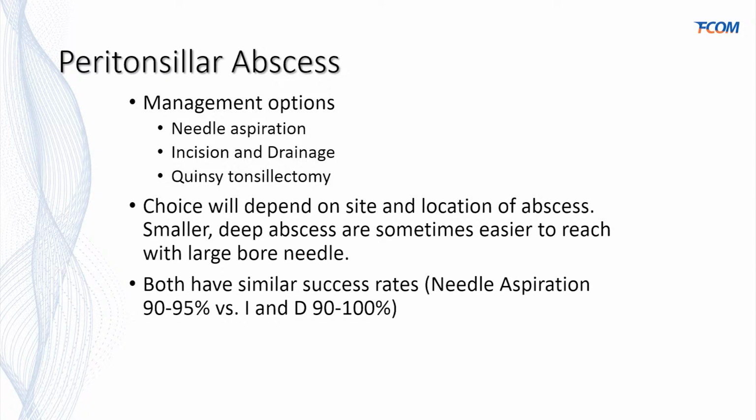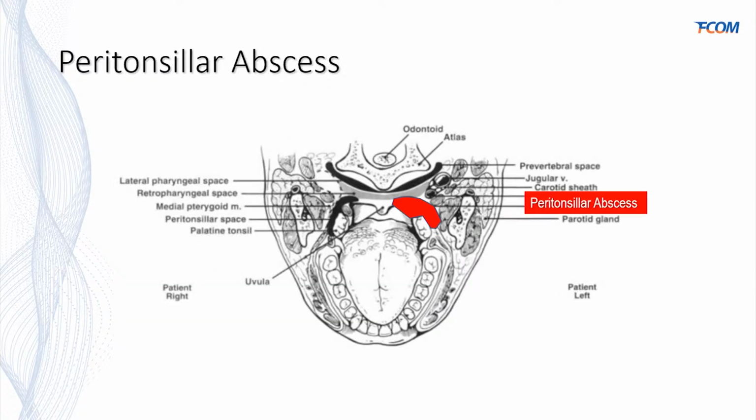Keep in mind that both have similar success rates. Needle aspiration has a 90-95% success rate versus incision and drainage, which has a 90 to 100% success rate. The big thing to keep in mind when draining these abscesses is its close proximity to the carotid and the jugular.